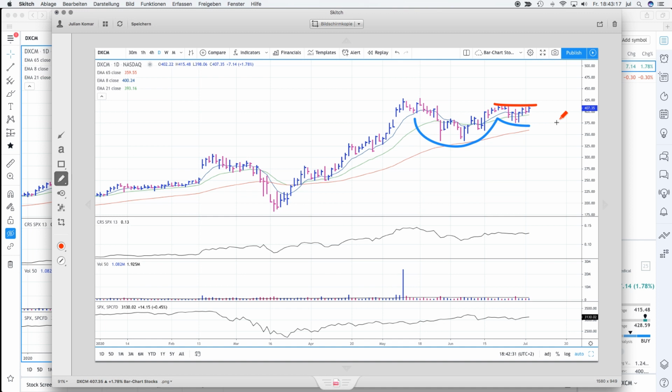So when I want to enter the stock now, I place a stop order because I only want to buy the stock if the price moves above this breakout level. In that case, I will place a first stop order just a few cents above this breakout level, and as soon as the price triggers my stop order, the stop order will be converted into a market order, and I will buy a position directly.